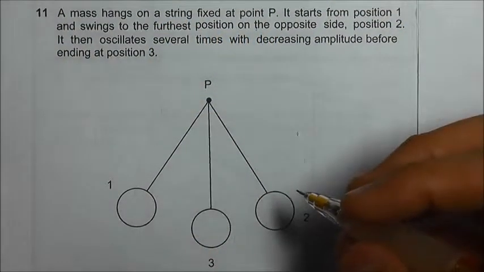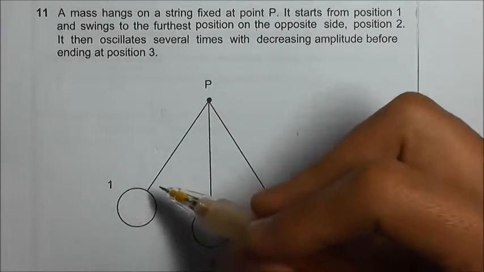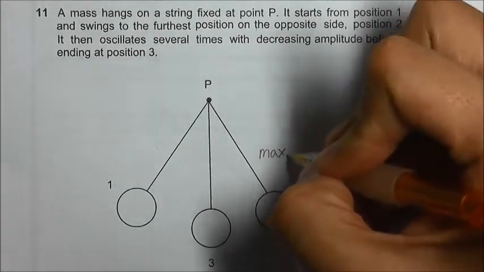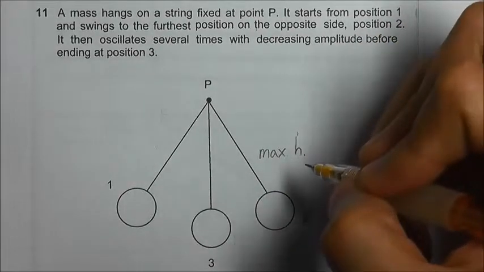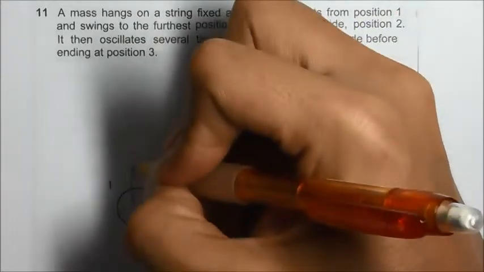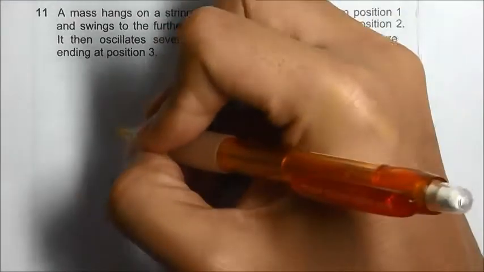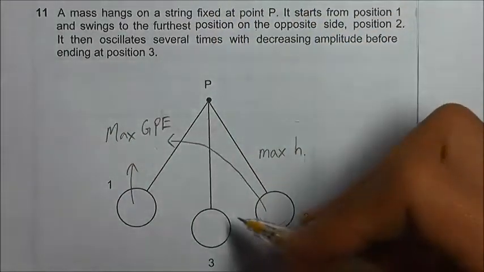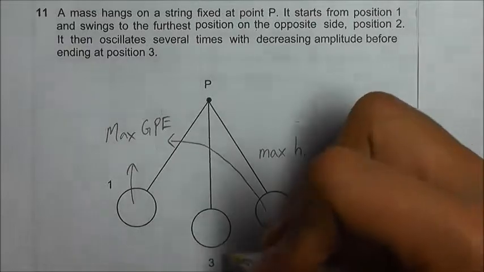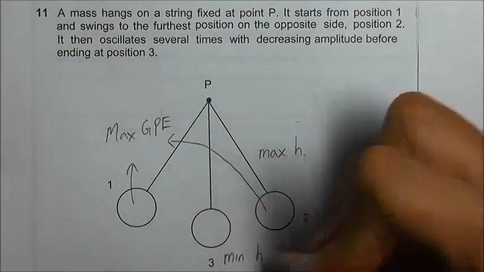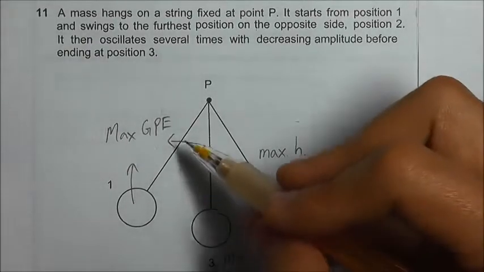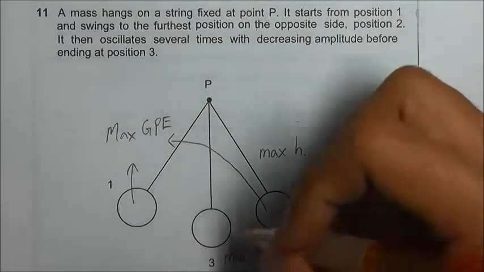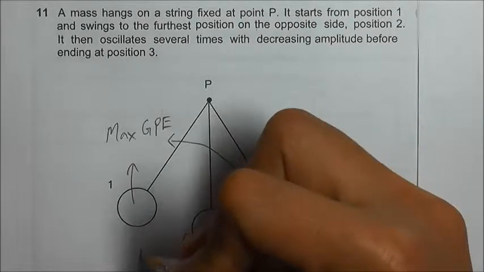Okay, let's look at this pendulum. We can see that the pendulum bob at position 1 and position 2 are at the maximum height. Okay, so the maximum height means that they have the maximum gravitational potential energy. And at position 3, the height is at the minimum. So that means that the gravitational energy must have been converted to kinetic energy. So the kinetic energy is at the maximum.